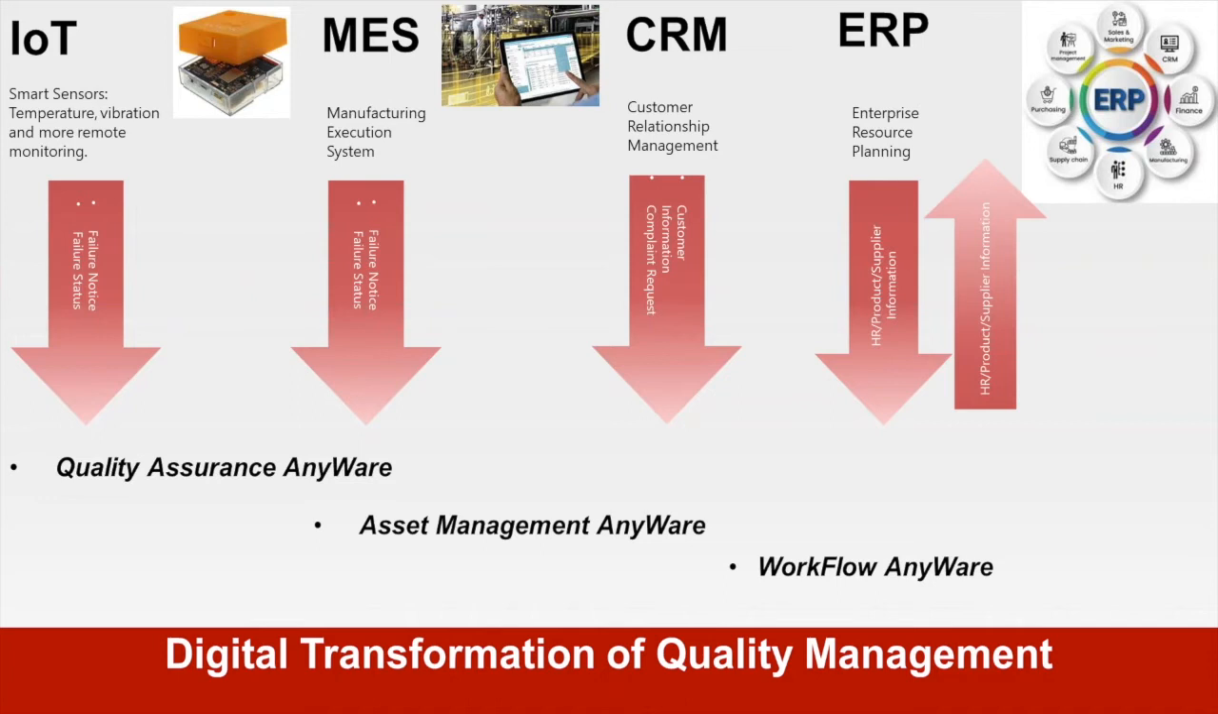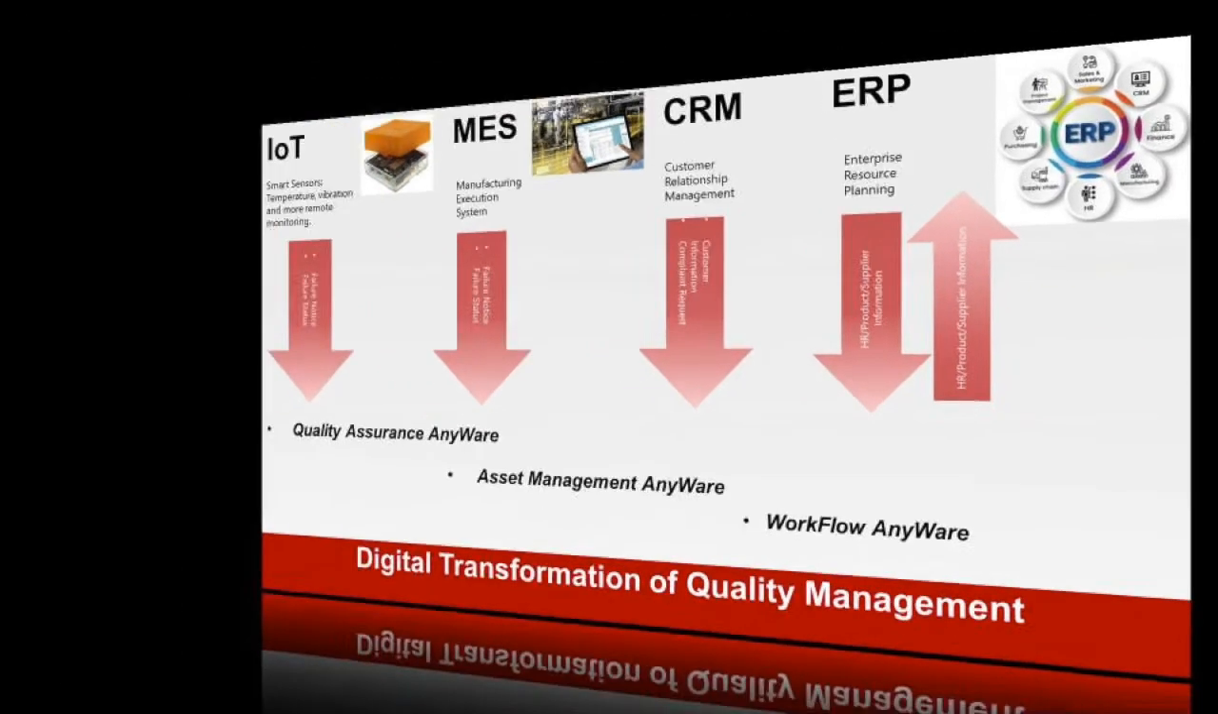All of our systems are ready to integrate with IoT devices, smart sensors, manufacturing execution systems to pull and push data, CRM systems, and ERP systems. So while our systems are ready to run standalone independently, they are also ready to communicate and integrate with other systems, ERP systems, CRM systems, and such, so that you can have an integrated and proactive quality management system in this digital age towards digital transformational quality management.